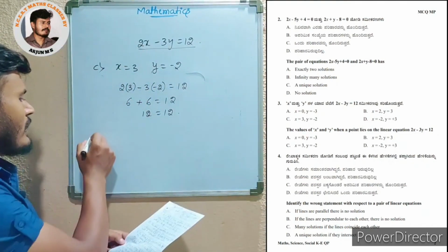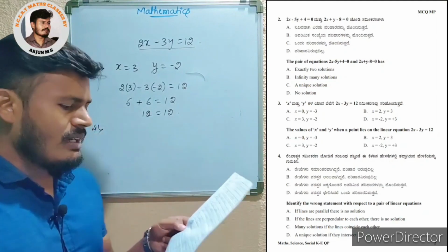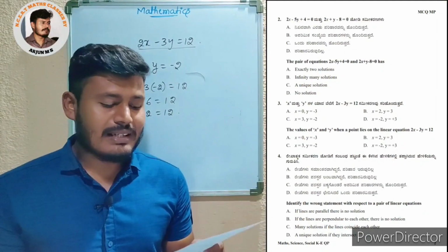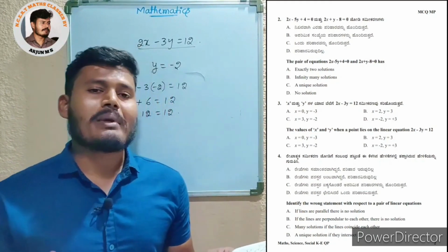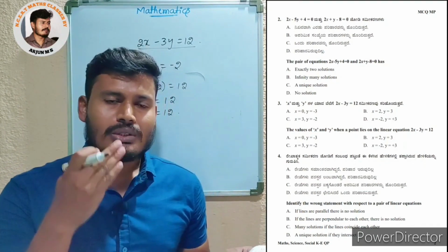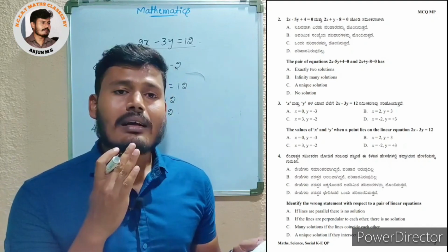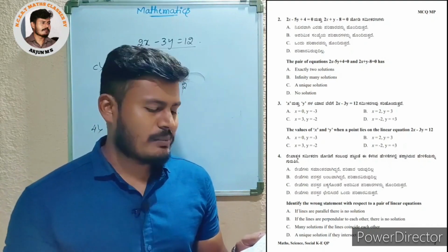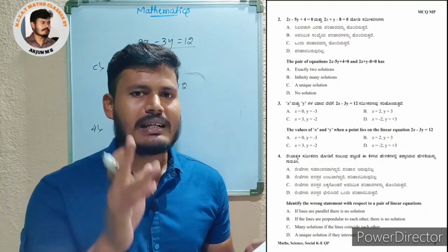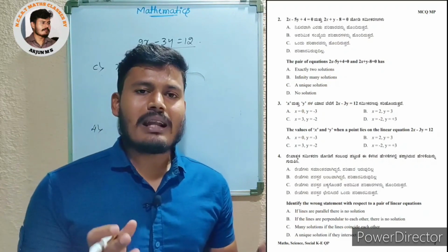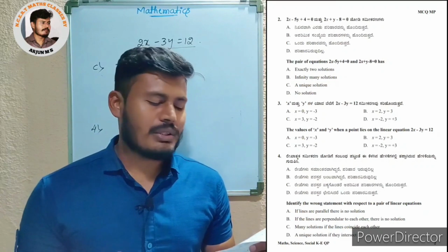Now moving on, fourth one, identify the wrong statement with respect to a pair of linear equations. According to a pair of linear equations, we have to choose a wrong condition or wrong statement. Just observe the statements here. If lines are parallel, there is no solution. 100% true statement, because parallel lines don't have any solution.